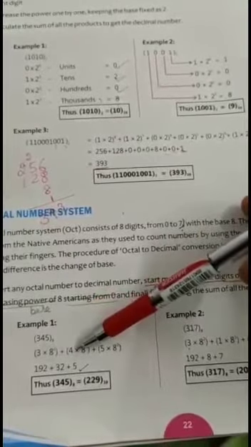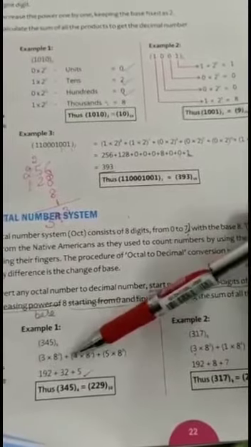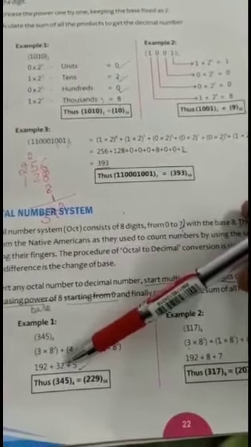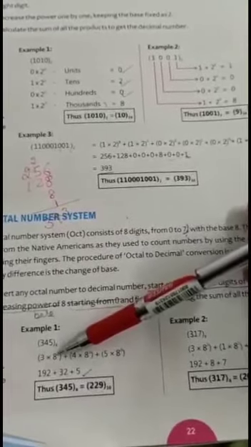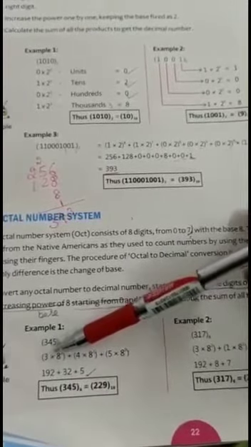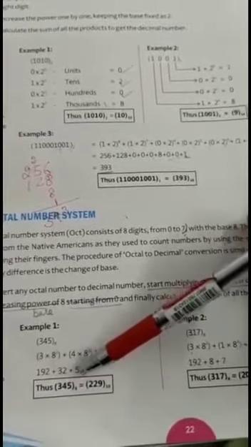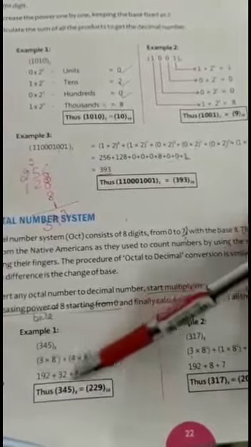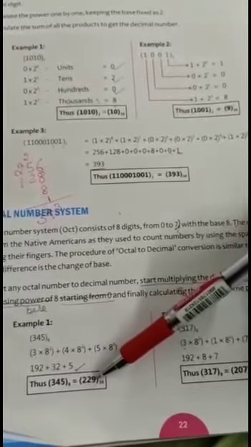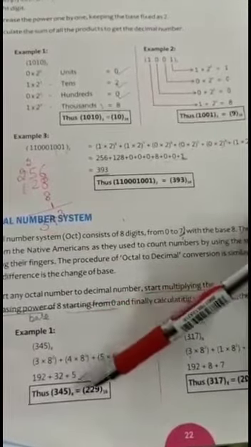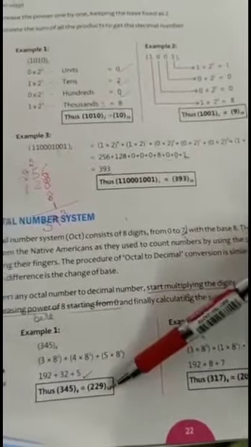Next digit is 4 multiplied by 8 power 1. 8 multiplied by 1 is equal to 8. 4 multiplied by 8 is equal to 32. Next, 3 multiplied by 8 power 2. 8 multiplied by 8 is equal to 64, and 3 multiplied by 64 is equal to 192. And the last step is to calculate the sum of all the products. 192 plus 32 plus 5 is equal to 229. The octal number has been converted into a decimal number, so its base will be 10. Decimal number system has the base 10.